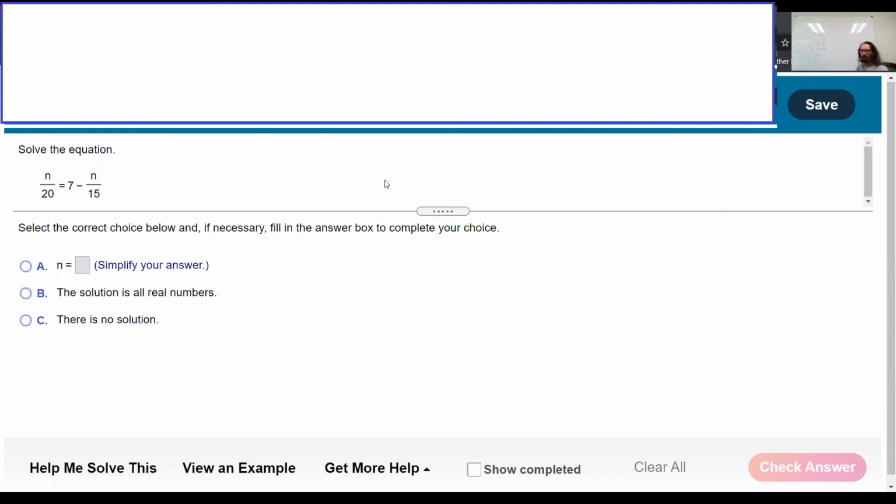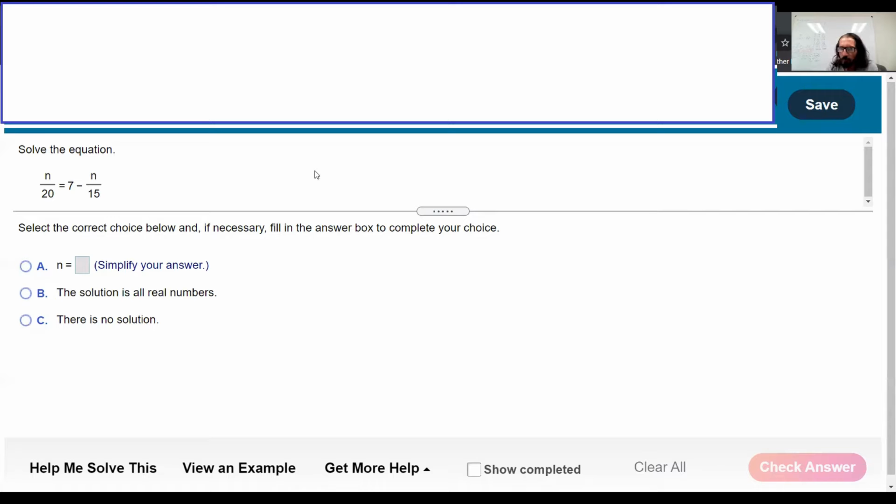Okay, here's our newest question. And if you can deal with fractions well, then you can get these two terms with the variable together by figuring out a least common denominator and keeping with the fractions for a while.